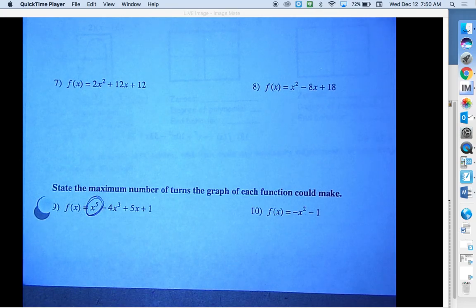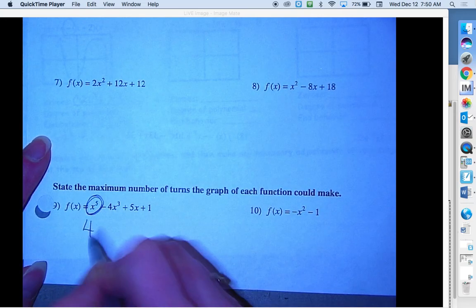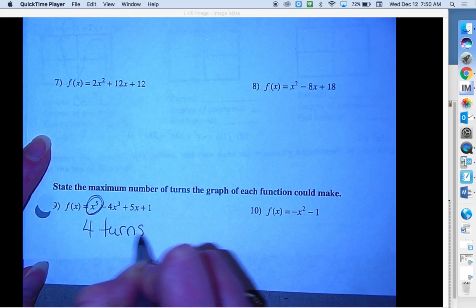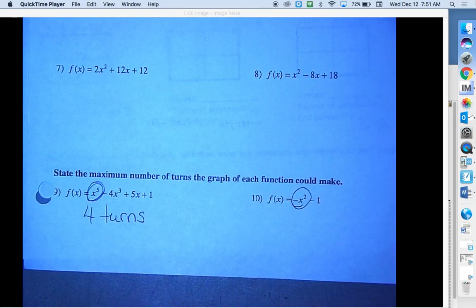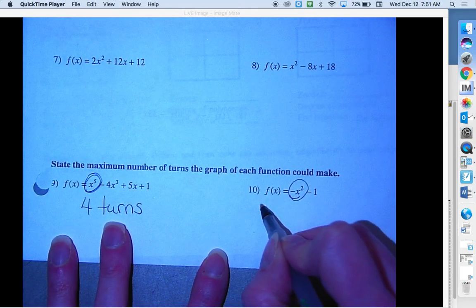So if the power is 5, how many turns would your graph have? How many times do you have to curve to get to the next point, Matt? 4. So this has 4 turns, or 4 curves. So there are 5 points that you have to connect, but you're going to turn 4 different times to connect those points. So Matt, for number 10, it's only x squared. So you would just have 1 turn.